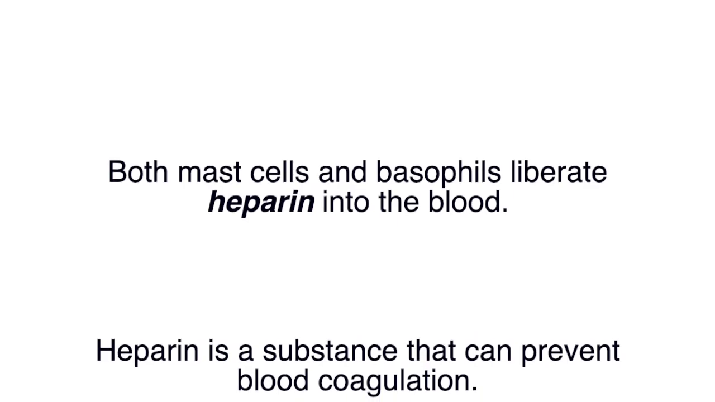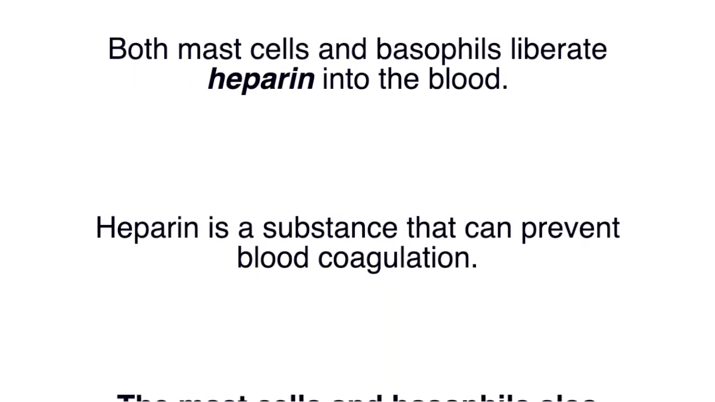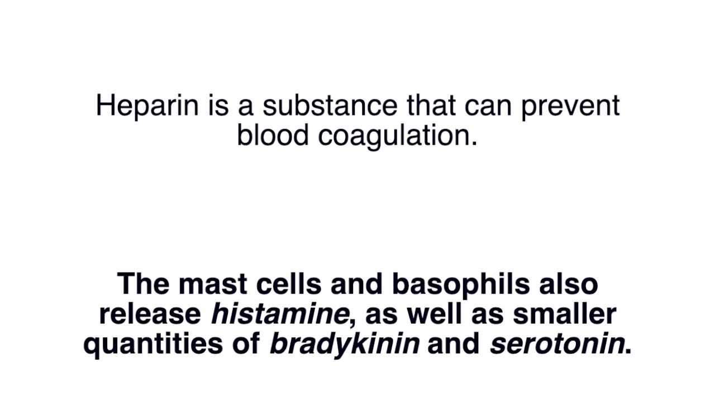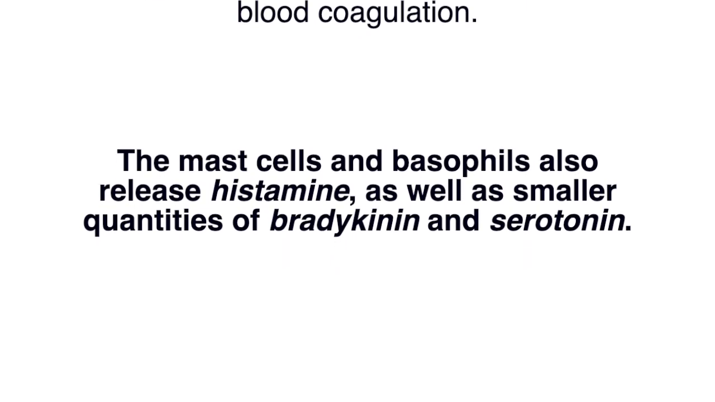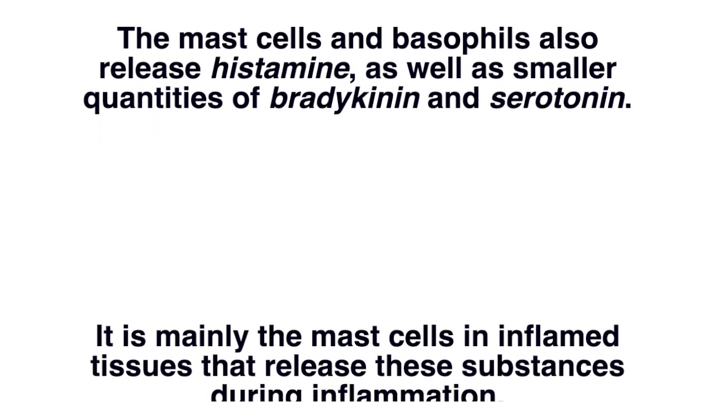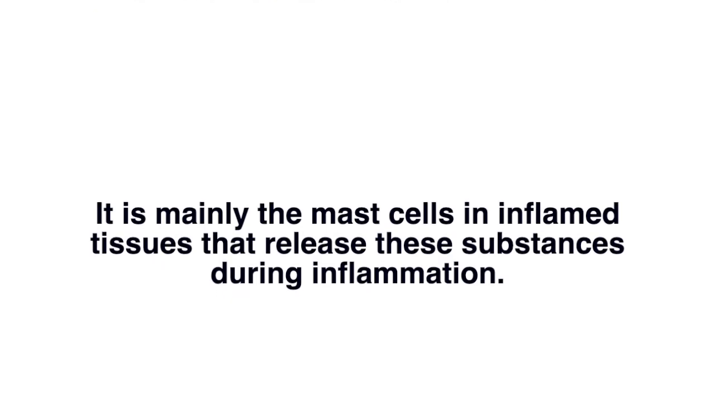Heparin is a substance that can prevent blood coagulation. The mast cells and basophils also release histamine as well as smaller quantities of bradykinin and serotonin. It is mainly the mast cells in inflamed tissues that release these substances during inflammation.